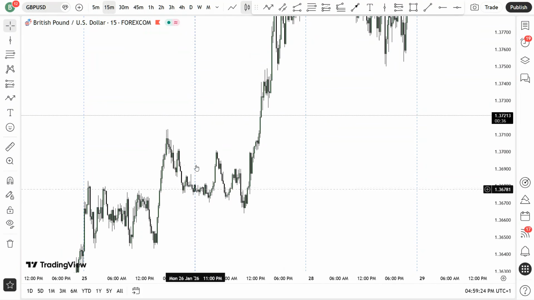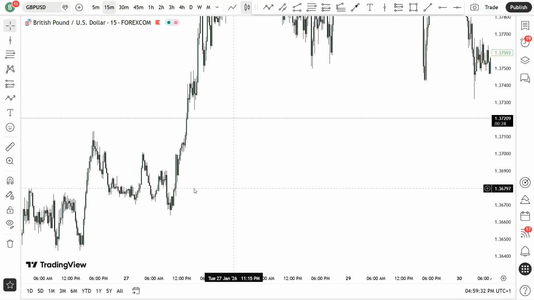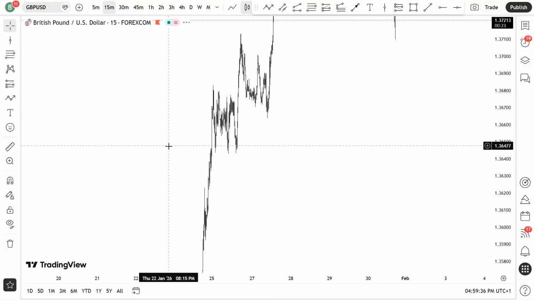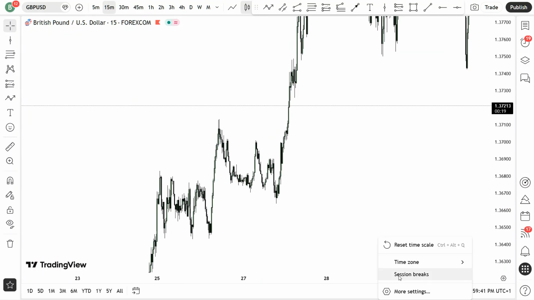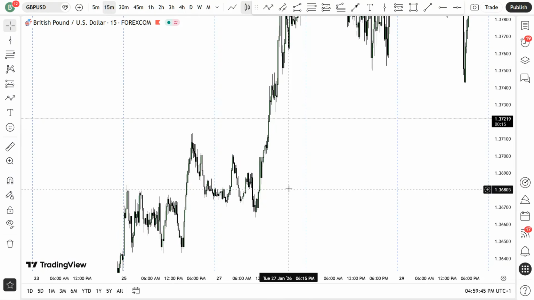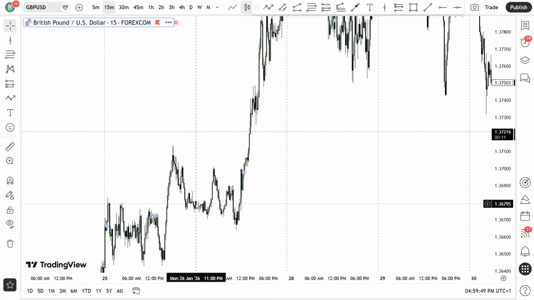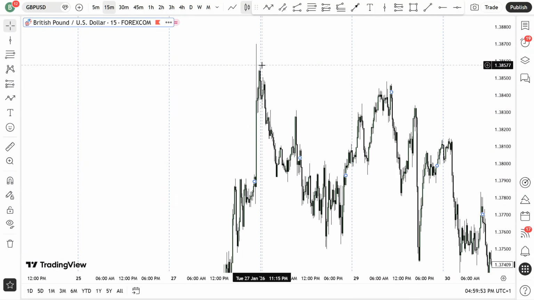If I want to turn off these vertical dotted lines, I come here and right click with my mouse. You see this section break. If I click it, you are not seeing anything on the chart, the chart just looks scanty, right? But if I right click again on section break and click it, you see these vertical dotted lines, called section break. It tells you the range of price action of a particular day. Price action of Tuesday started all the way from here and stopped here, right?